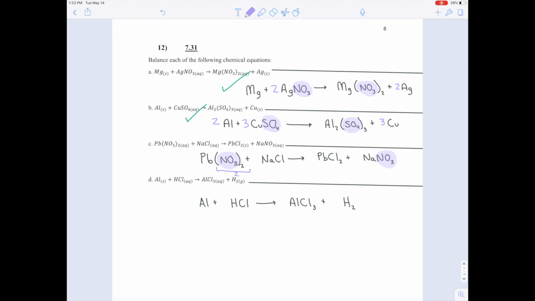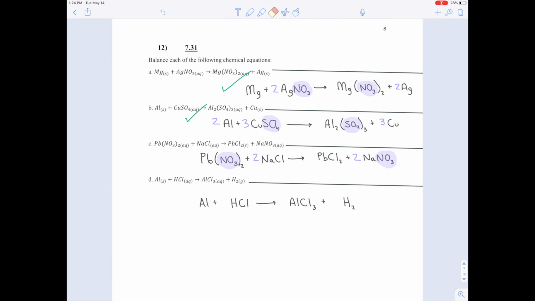We have 2 purple blobs on the left, but only 1 on the right. So what do I need to multiply that 1 by to give me the 2? 2. 2 times 1 will give you 2. Okay, so lead should be balanced, the purple blobs should be balanced. How about sodium? We have 1 sodium on the left, 2 on the right, so I can multiply the 1 by 2 to make those balanced. And last but not least, we have, remember to distribute, 2 chlorines on the left, 2 chlorines on the right, so those are also balanced.